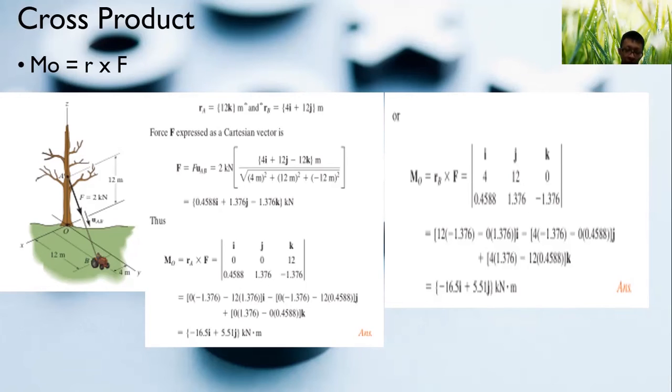So obscuring the column of J, only focus on the columns of I and K. So 0 times negative 1.376 minus 12 times 0.48 J. And then the same thing goes with K, and then we will get negative 16.5 J minus 5.51 J. And also, if we do the same thing with RB, we will find that they have the same answer. Which means that no matter in which direction they are rotating, rotating from which point, A or B, they will have the same moment.